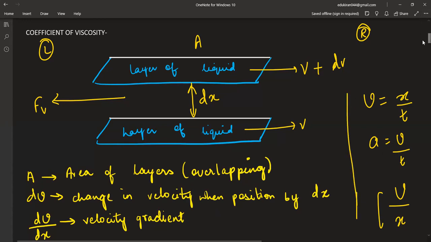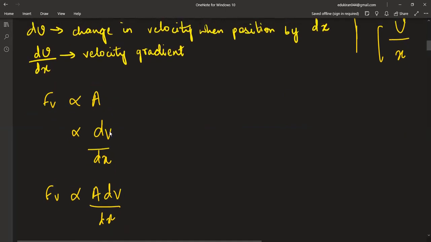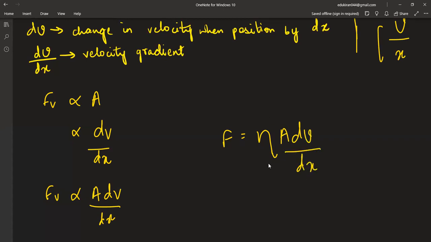So see, the viscous force depends upon two things. Firstly, the area of the surface. Second, this velocity gradient. So totally it depends upon A dv over dx. Now, as usual, when you remove the proportionality, this will give you eta. This is a constant that is used here. F equals eta A dv over dx. Understood? Eta is the coefficient that is coming, as a constant.